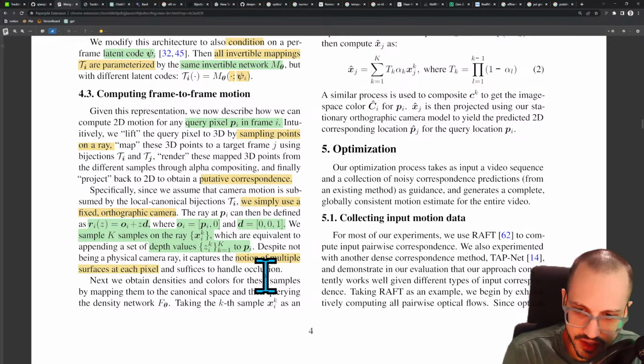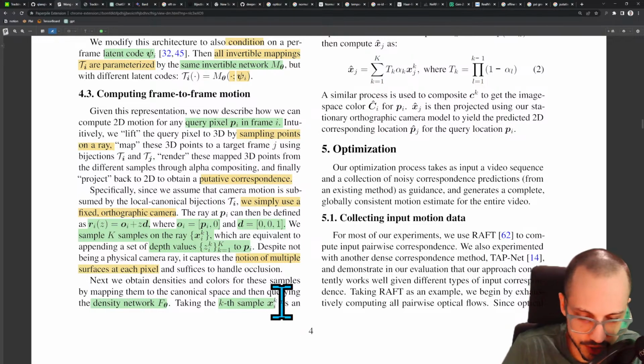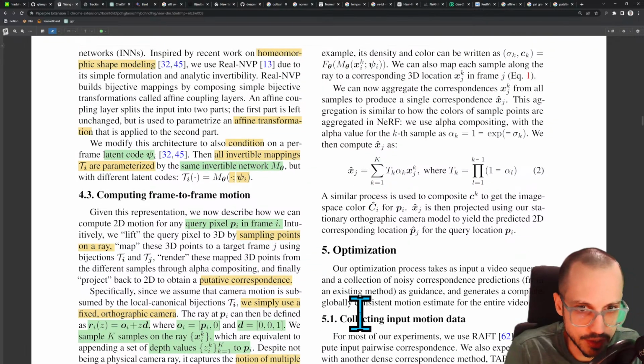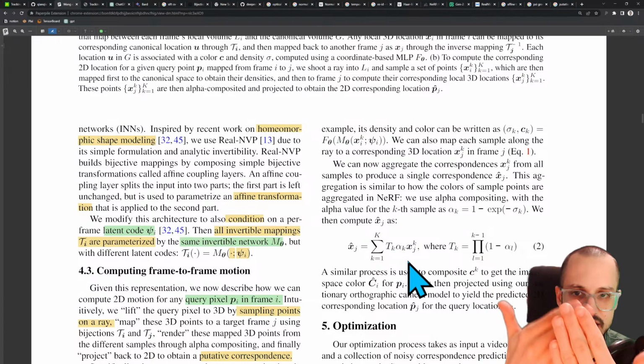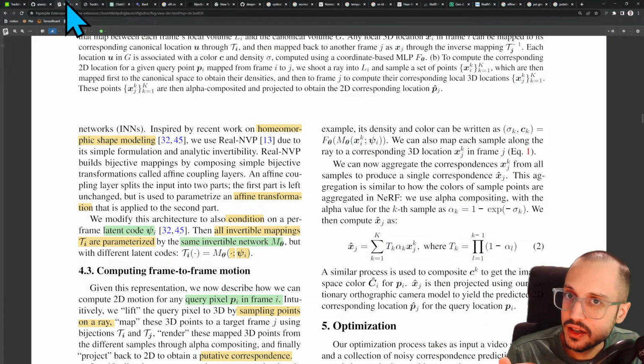Next, we obtain densities and colors for these samples by mapping them to a canonical space and then querying the density network F theta. Taking the kth sample xi, so k as in the kth sample along this ray, and note how k and i are different, because i corresponds to the frame, but k corresponds to the depth within this quasi 3D volume.